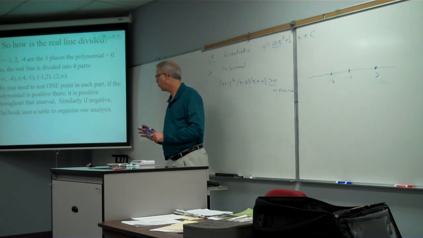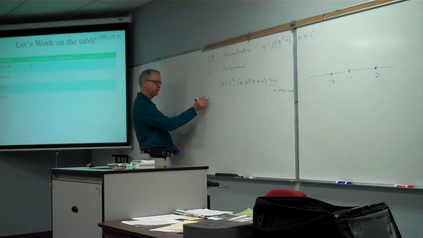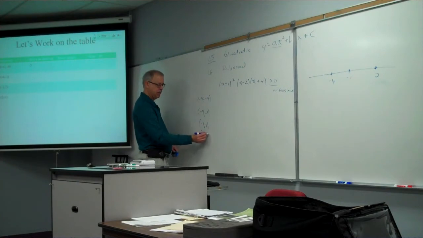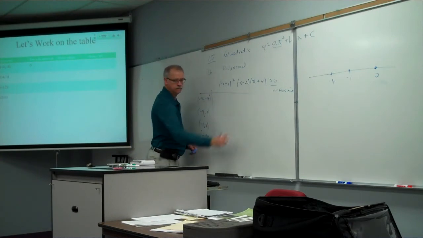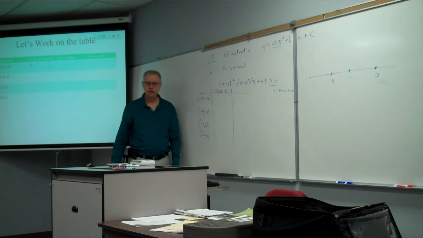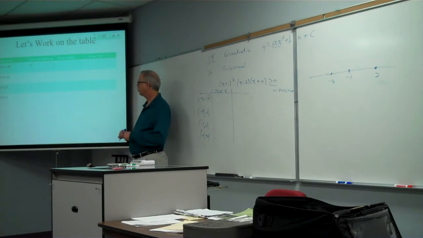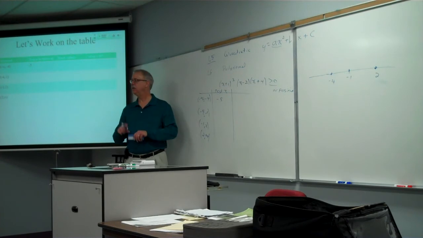So the book uses a table to help organize our analysis. So it looks at our 4 intervals. And notice we'll always have one more interval than we have zeros. 1 zero divides it into 2 intervals. And in each interval, we're going to pick a point to test at. So in this first one, negative infinity to -4, I've decided, well, let's test it at -5. Any point in that interval is fine. Key thing, though, is you've got to be sure you're in that interval.